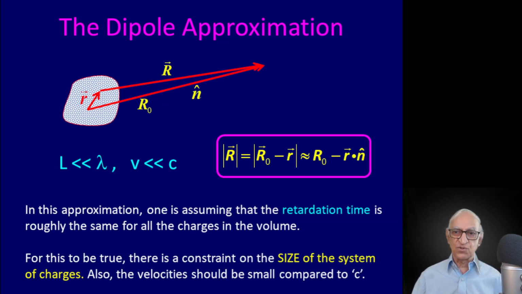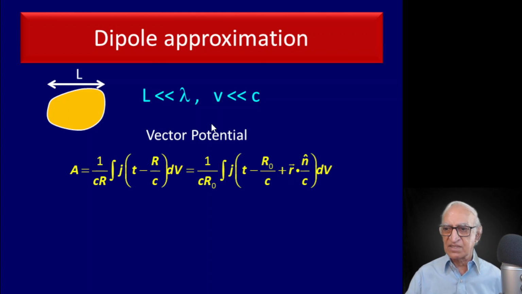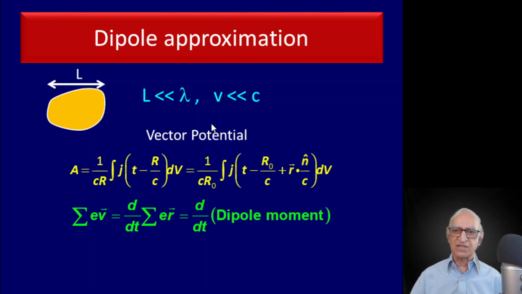For this assumption to be true, the size of the system must be small compared to the wavelength of the radiation that we are considering, and the velocity of all the charges must be small compared to the speed of light. So there it is once again. Under those circumstances, the vector potential can be written in the following way.